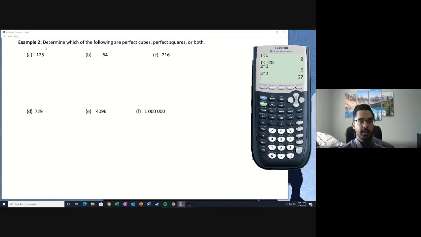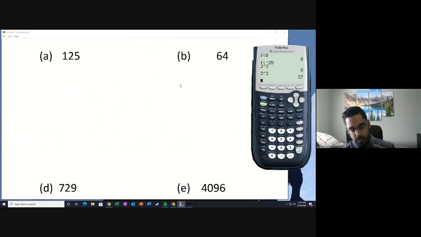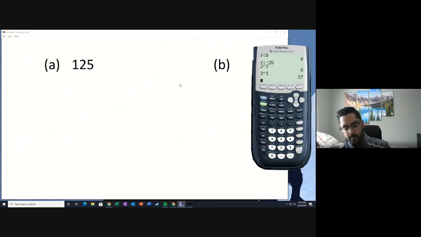So for A is where we'll start. We're asked to determine which of the following are perfect cubes, which ones are perfect squares, which ones could potentially be both. So let's start with A. Now, we did something last time called prime factorization. So we talked about a factor tree and the division algorithm we came up with. So take your pick. It doesn't really matter.